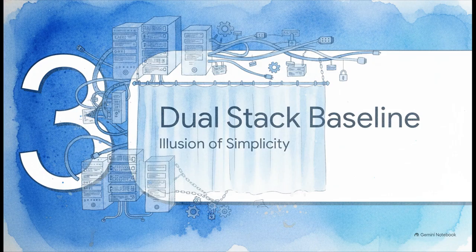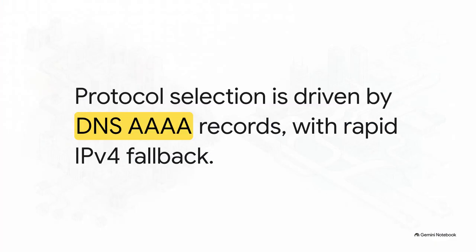Which brings us to Section 3, the dual stack baseline, or as I like to call it, the illusion of simplicity. You know, conceptually, dual stack feels like the simplest way to handle this, right? But it masks a really heavy administrative burden. In this model, every single node is running complete, independent IPv4 and IPv6 stacks at the same time. Now, how does it choose? It's not magic. It's all driven by DNS. Modern operating systems prefer AAAA records over standard A records.